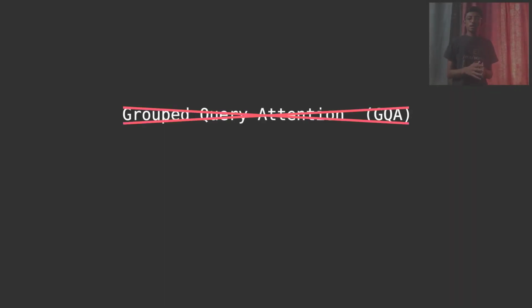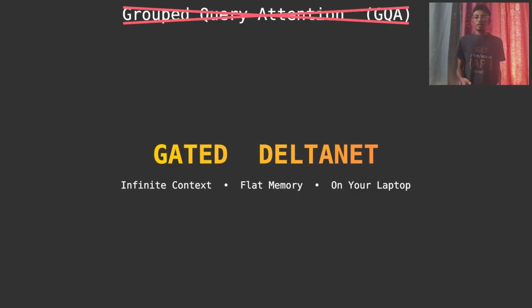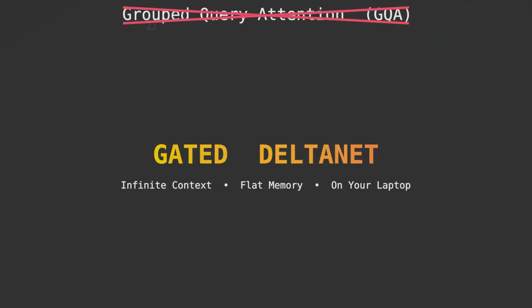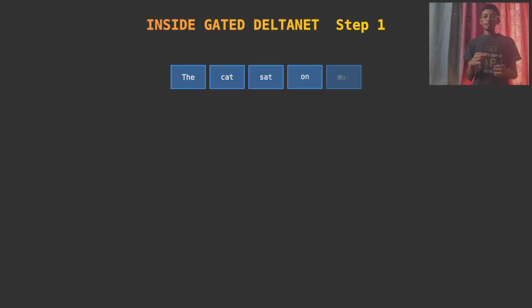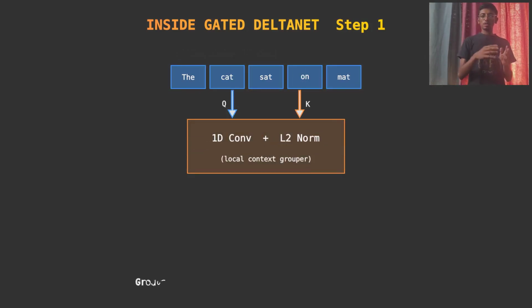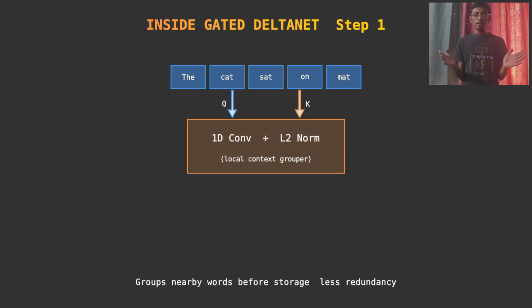If you consider GQA a band-aid, then Qwen 3.5 is surgery. GQA has been completely ripped out of the small tier and replaced with something very radical, the Gated DeltaNet. This single architectural change makes infinite context on a laptop not just possible, but absolutely real and practical. Let's open the hood. The moment tokens enter DeltaNet, they do not rush into the memory. The queries and keys first pass through a one-dimensional convolutional layer and then an L2 normalization, a sliding spell checker that groups nearby words into local context before the memory system ever sees them.